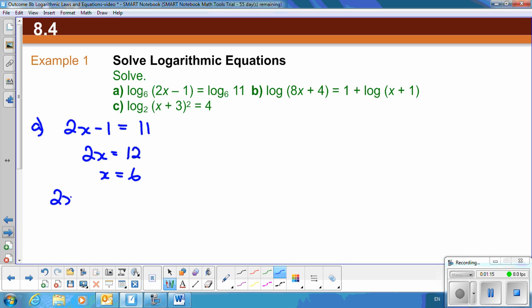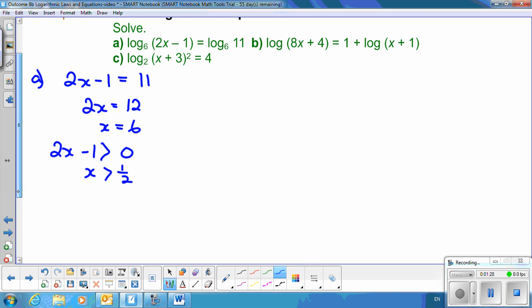Restrictions: 2x minus 1 has to be greater than 0 because we can't take the log of a negative number. So x has to be greater than 1/2. And so x equals 6 is a possible solution.